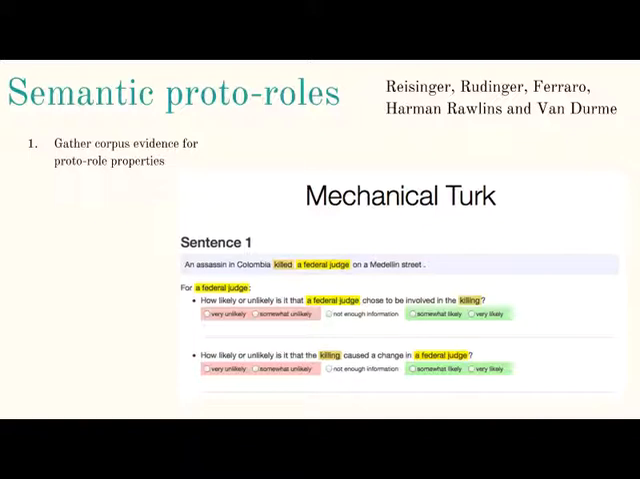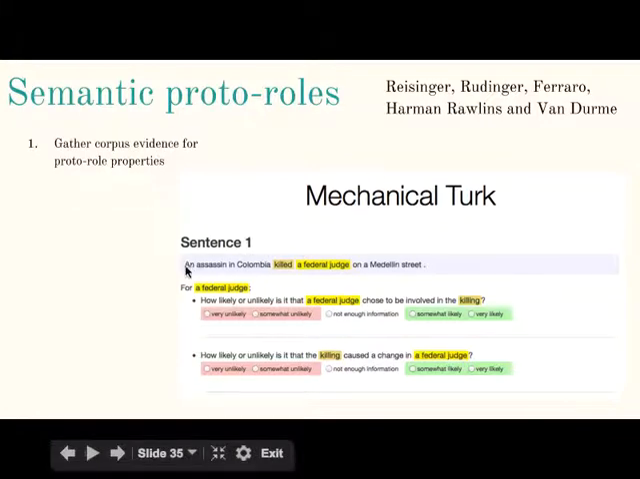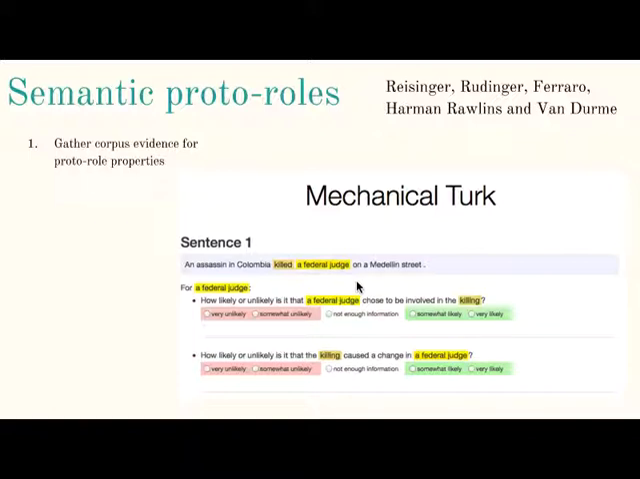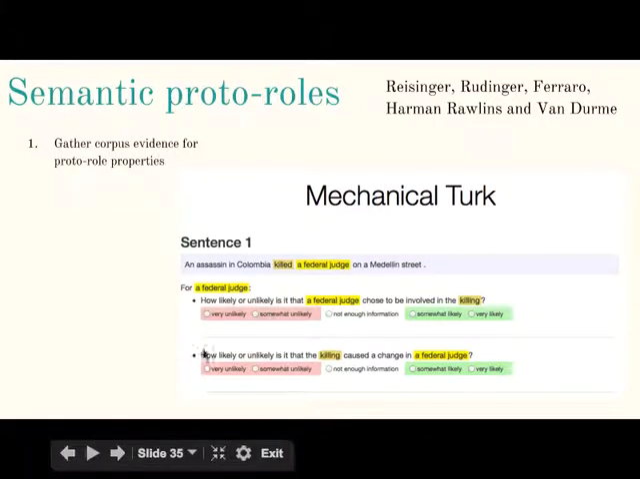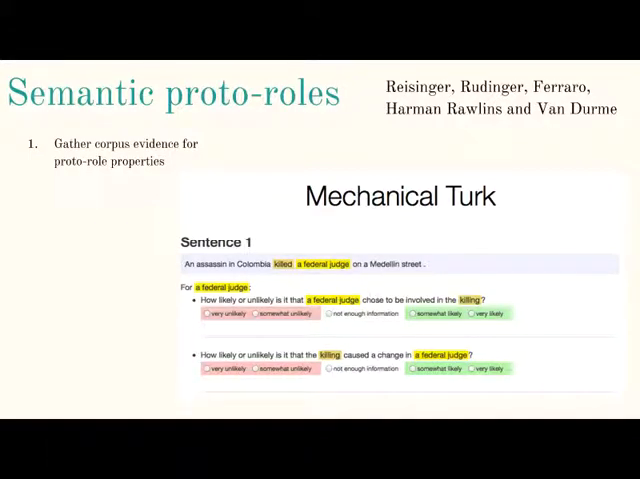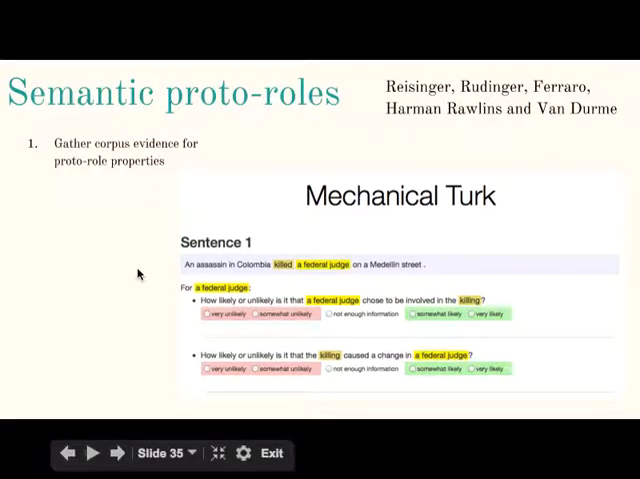They started with theoretical and psycholinguistic evidence, and they collected a corpus of data by giving people on Mechanical Turk sentences like, an assassin in Colombia killed a federal judge on Medellin Street, and asking, for the federal judge, how likely is it that this judge chose to be involved in the killing? And the Mechanical Turk person would presumably say, well, not super likely, so maybe one of these. How likely is it that the killing caused a change in the judge? And you're like, well, based on my knowledge of killing, pretty good, so maybe one of these.